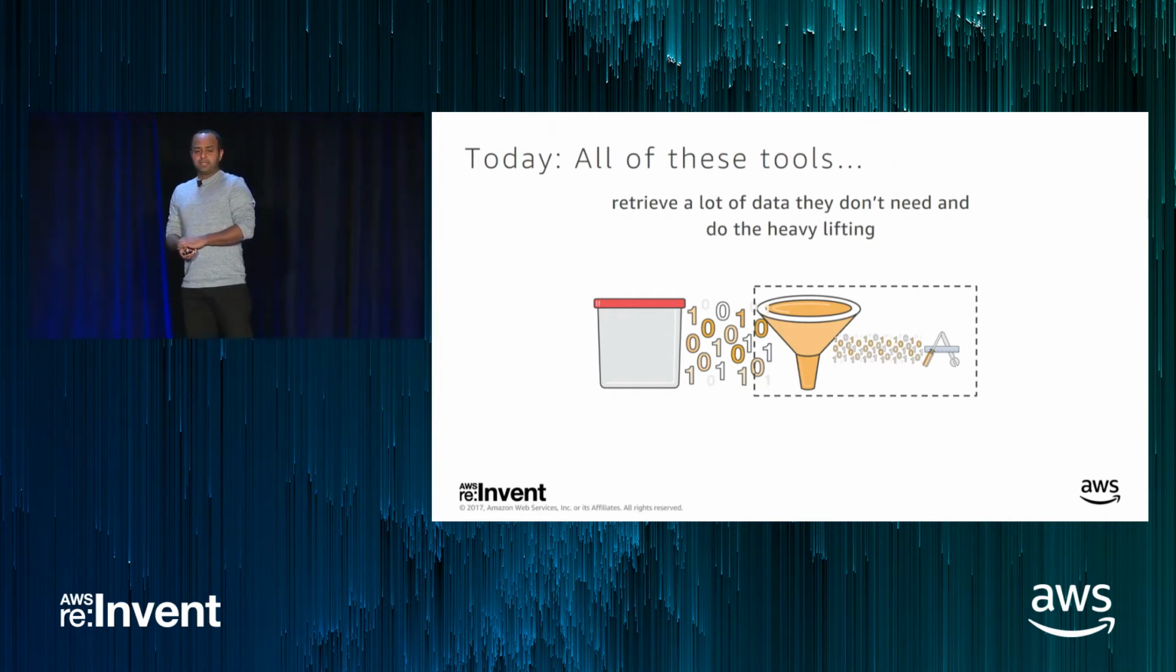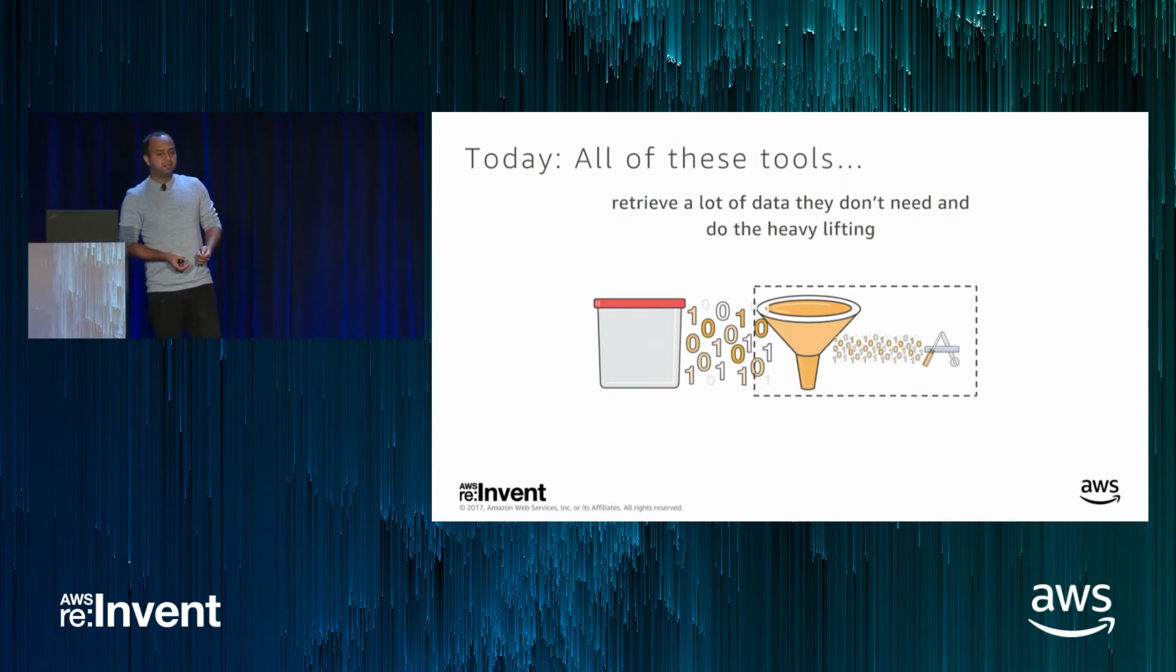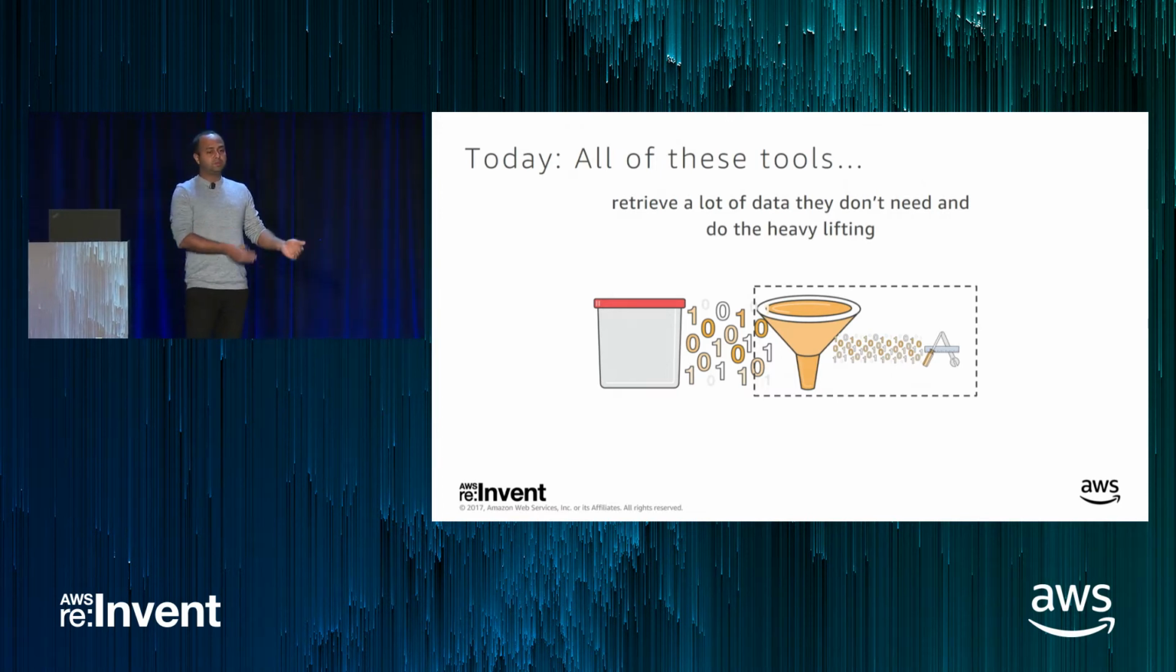In another case, for example, think about this. What if I had archived that using lifecycle policies from S3 to Glacier? And now, for some reason, I want to find that single customer again. Today, I have to retrieve the entire object. I have to restore the entire object back to S3 and only then can I use it.